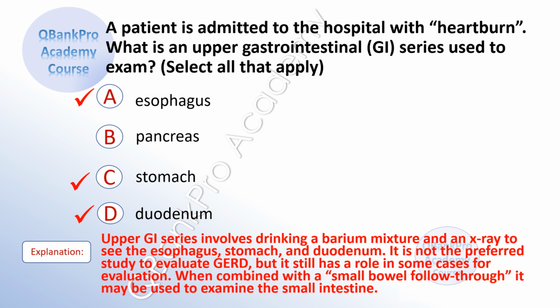The correct answer is A. Esophagus, C. Stomach, and D. Duodenum. Explanation. Upper GI series involves drinking a barium mixture and an X-ray to see the esophagus, stomach, and duodenum. It is not the preferred study to evaluate GERD, but it still has a role in some cases for evaluation. When combined with a small bowel follow-through, it may be used to examine the small intestine.